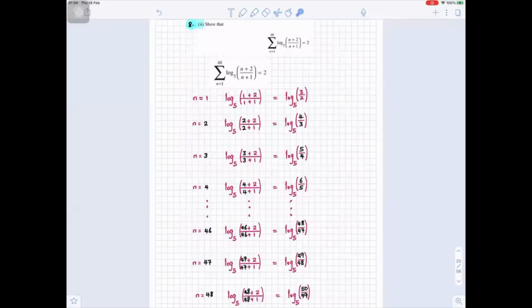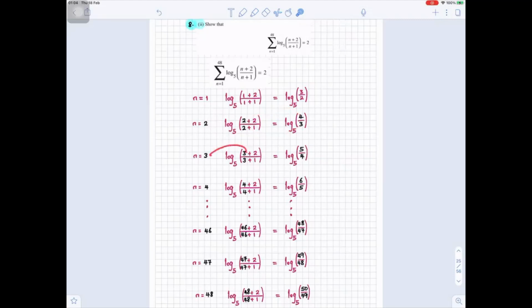Question 8 part 2, we want to show that the sum of that is equal to 2. So let's start with 1. Put n is 1. So log of 1 plus 2 over 1 plus 1 gives you log of 3 over 2 to the base 5. When n is 2, we sub in 2. 2 plus 2 is 4. 2 plus 1 is 3.